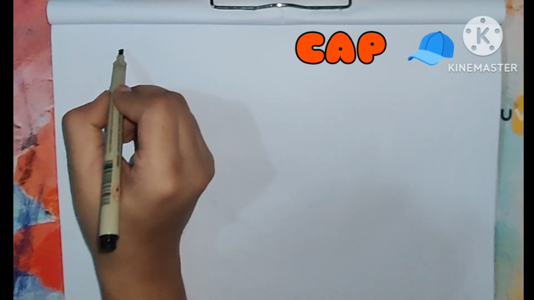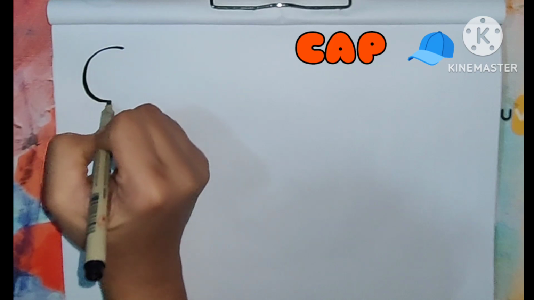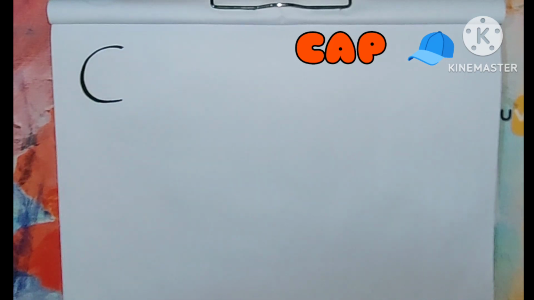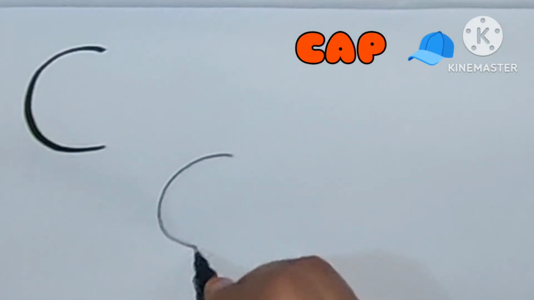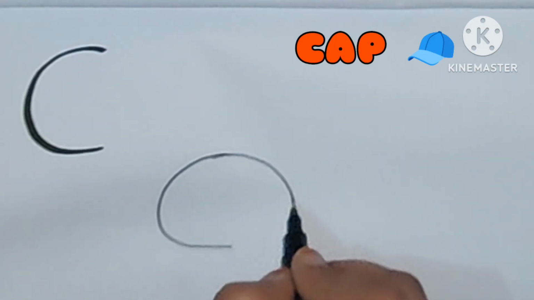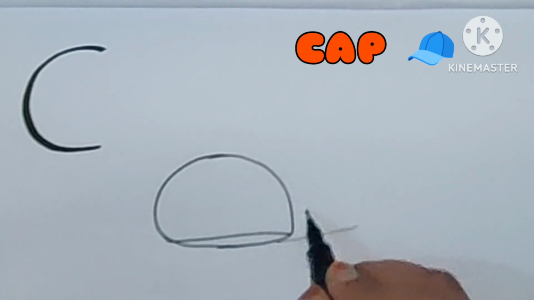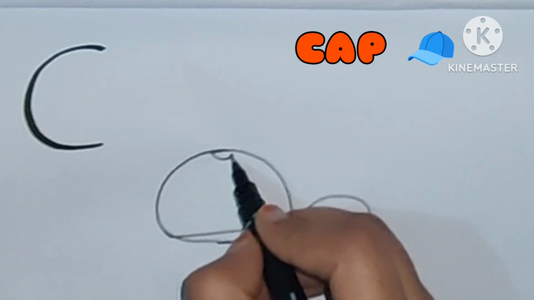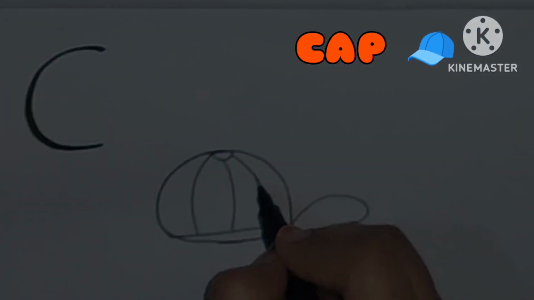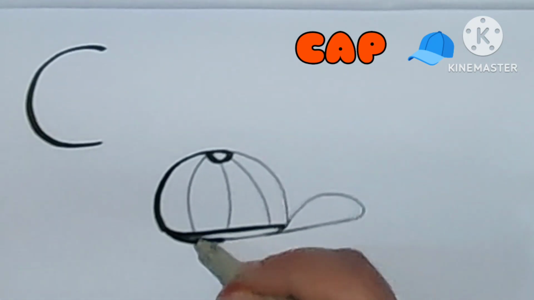Today we will learn to draw things that start with letter C. So the first thing we'll make is C for cap. And here we go. After we have finished the drawing, now it's time to color it.